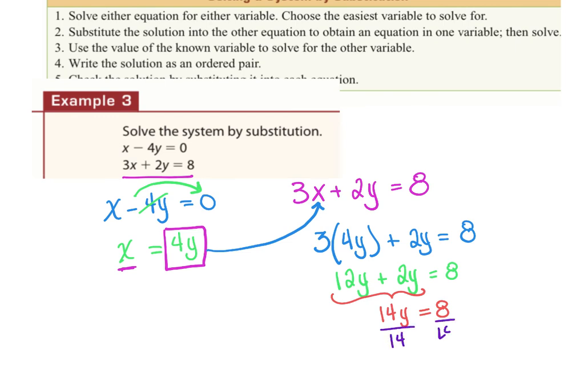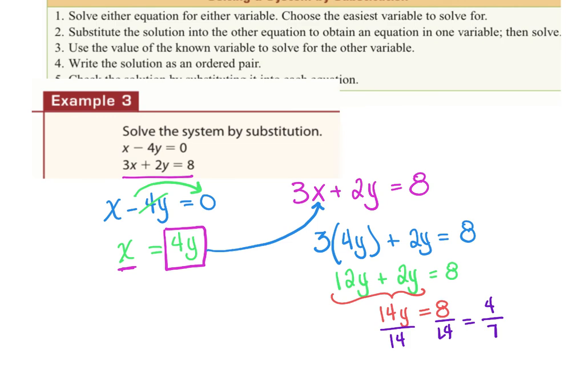It is not perfect, but we can reduce it. What goes into 8 and into 14? Yeah, it's divided by 2. So 8 divided by 2 is 4. 14 divided by 2 is 7. So I have y equals 4 sevenths. Which means that I need to solve for my x.